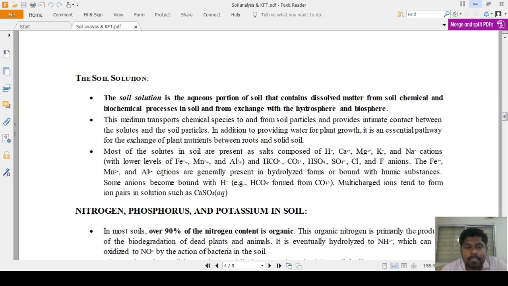Okay, iron, manganese and aluminum are generally present in the hydrolyzed form or bound with the humic substances, and some anions become bound with hydrogen ion, like bicarbonate forms the carbonate.